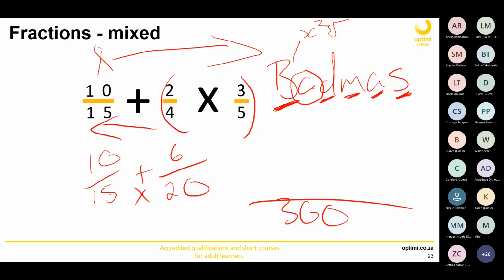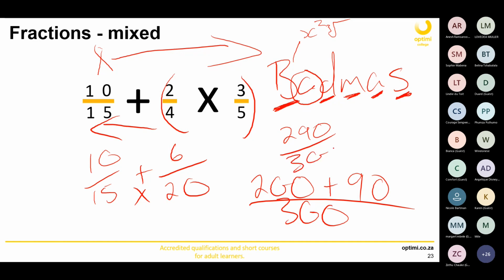At the bottom, I times 15 by 20, so at the top, I times 10 by 20. That's 200. At the bottom, I multiply 20 by 15, so at the top, I'm going to multiply 6 by 15. That is 90. So we have 290 over 300.